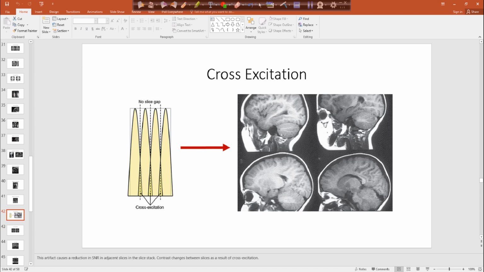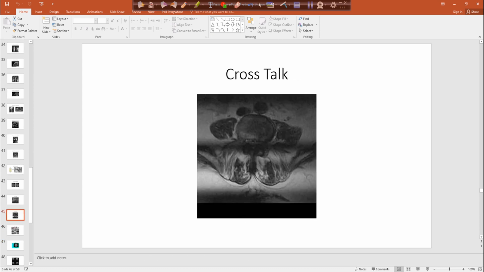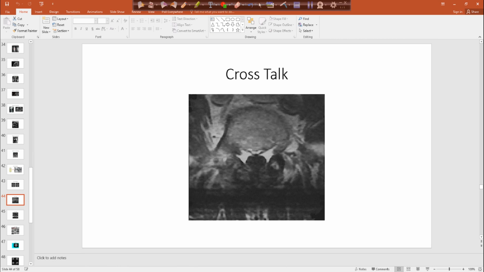We talked about cross-excitation, right? Which one did we get to? We talked about crosstalk, and that was it, right? Okay, so crosstalk, most common in the L spine because we're overlapping our slices.